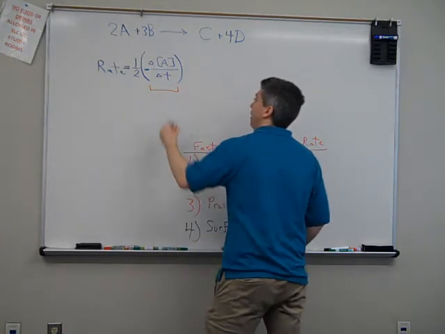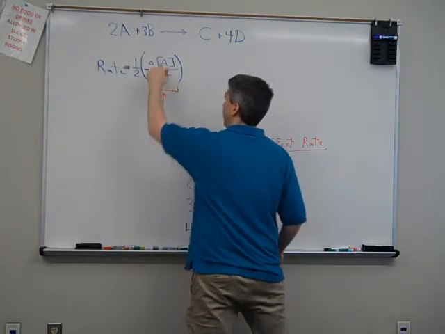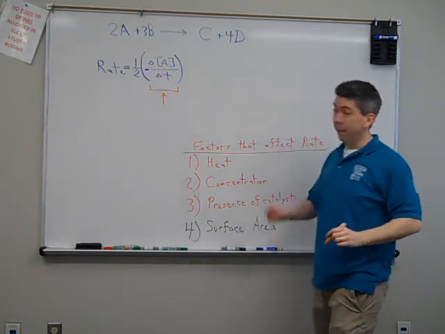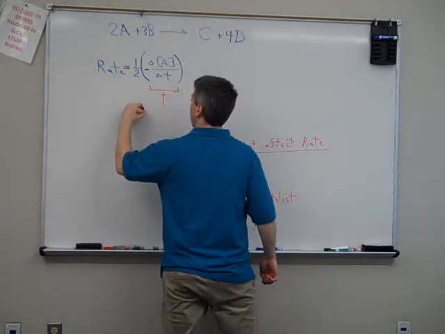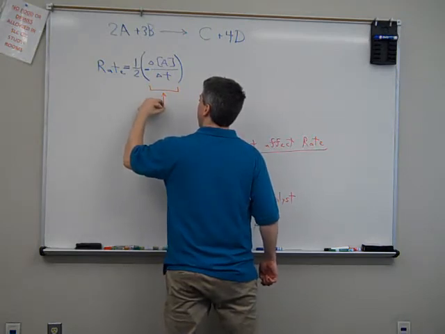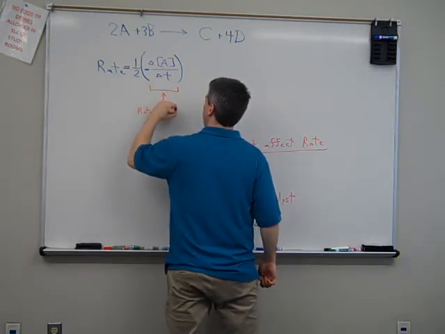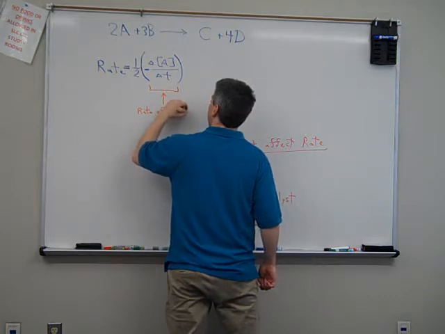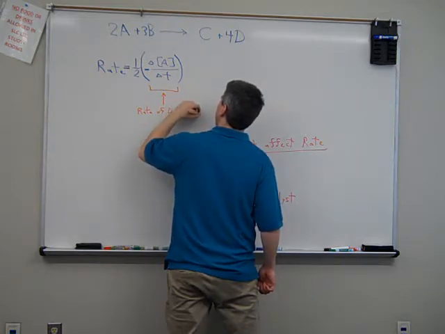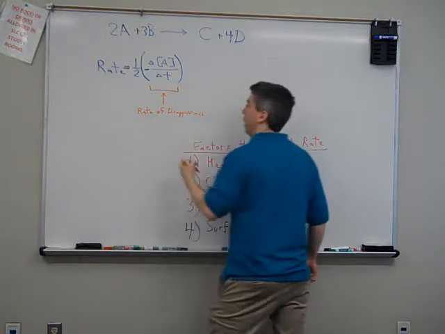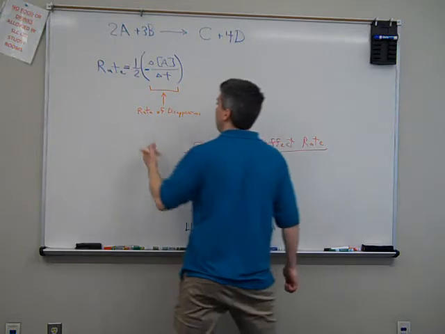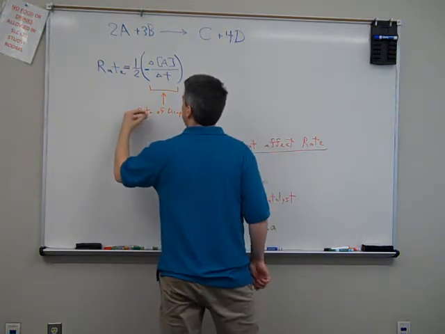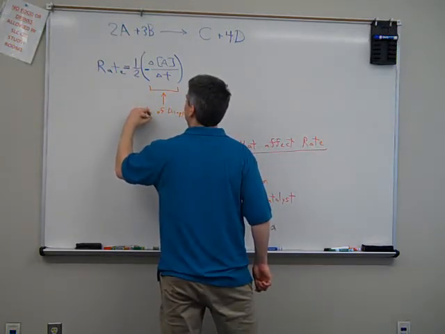This quantity here actually has a special name. The negative delta A over delta T is referred to as the rate of disappearance. Rate of disappearance of A.